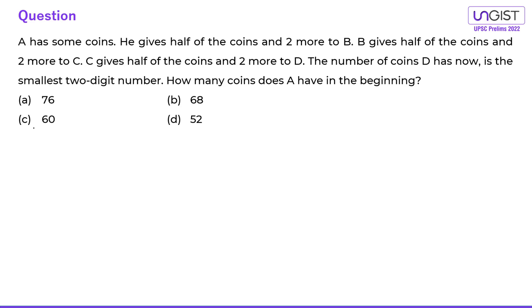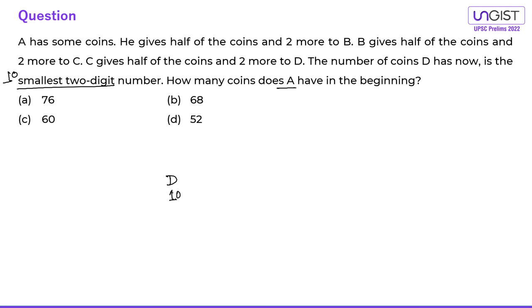Next question is, A has some coins. He gives half of the coins and two more to B. B gives half of the coins and two more to C. C gives half of the coins and two more to D. The number of coins D has now is the smallest two-digit number. Smallest two-digit number means 10. How many coins does A have in the beginning? Start with 10. D has 10 coins.